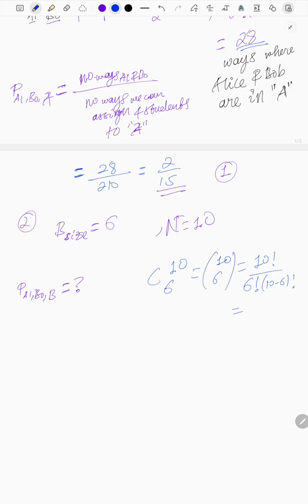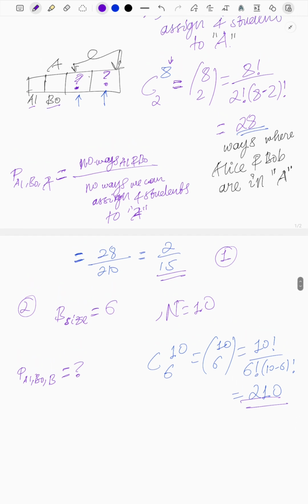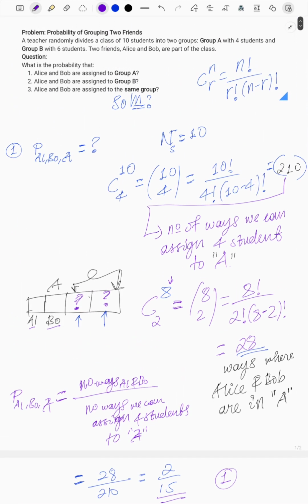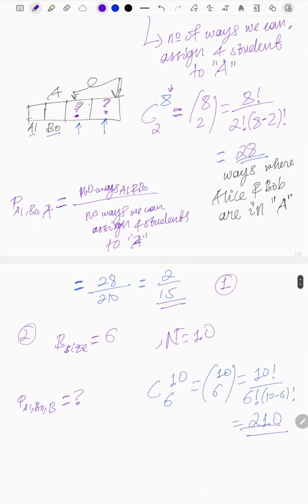Using a calculator, we will get 10 combination 6, 210. So we are getting the same number of ways to create group A. I think this should be intuitive, because as soon as we are creating group A, group B will be automatically created.